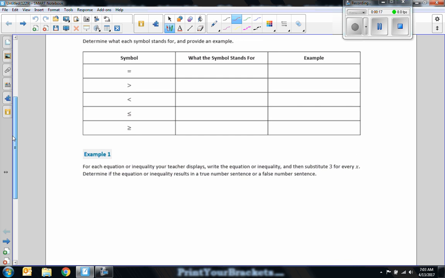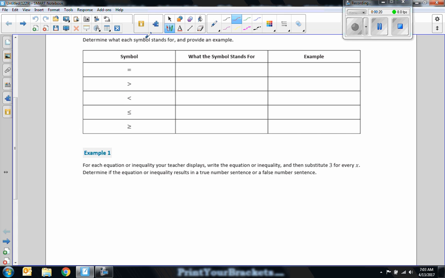The opening exercise says to determine what each symbol stands for and provide an example. So this symbol here means is equal to. So I could say 1.25 is equal to 1 1/4. The symbol here means is greater than. 5 is greater than 0.